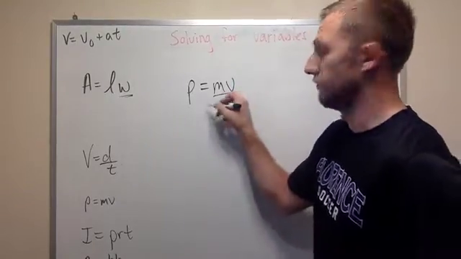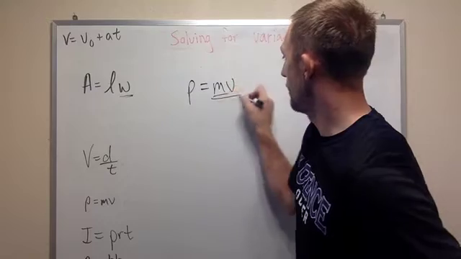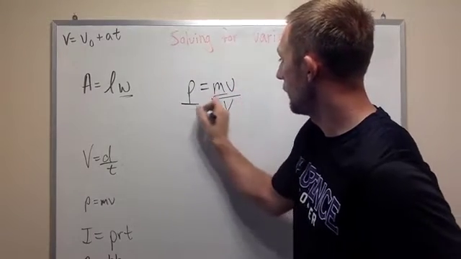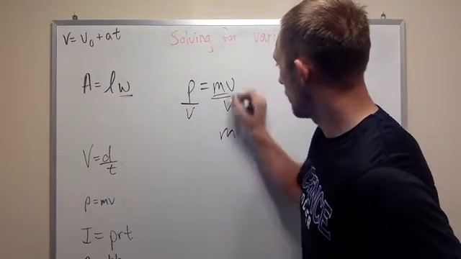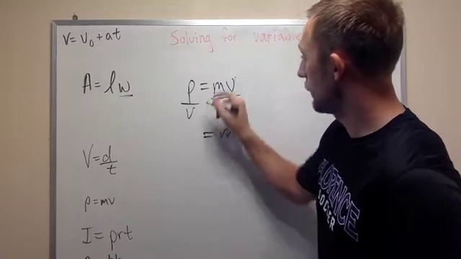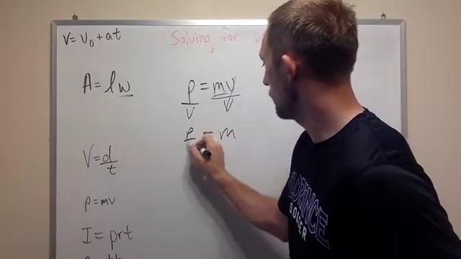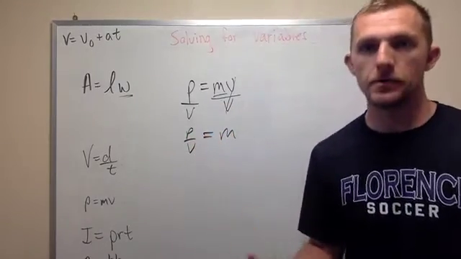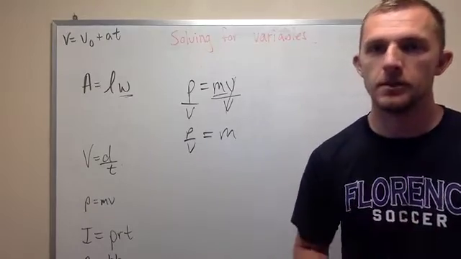So what would you do? Divide by V on both sides. And that cancels out, right? So therefore, M equals P over V. There's your answer. Nothing more, nothing less.